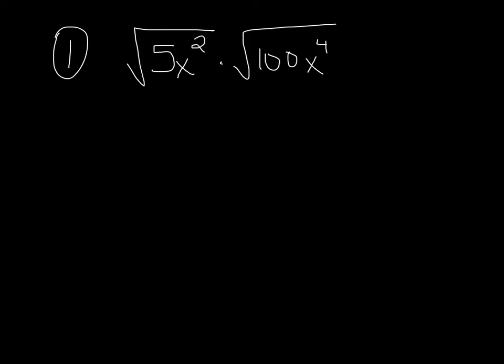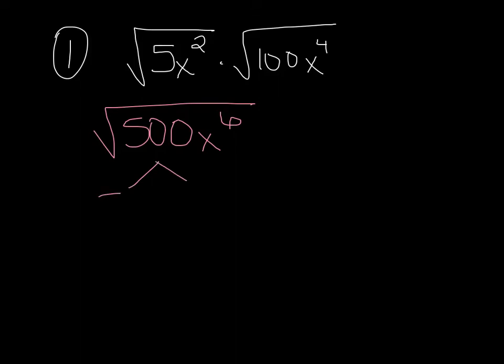Okay, so you notice everything is inside the square root. So we have square root of 5x squared times the square root of 100x to the 4th. So I'm going to multiply when I can. So I can take 5 times 100, and I'm going to get 500. And you notice it's still inside the square root. Okay. Now we have x to the 2nd times x to the 4th. Now it's a multiplication, so we're going to add the exponents, but it stays inside the square root. By now you probably figured out the pattern.